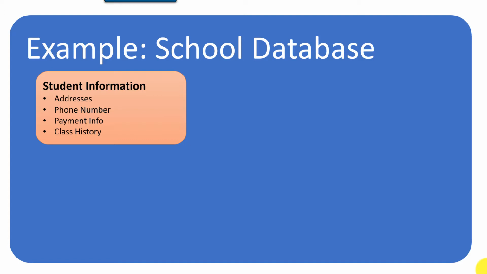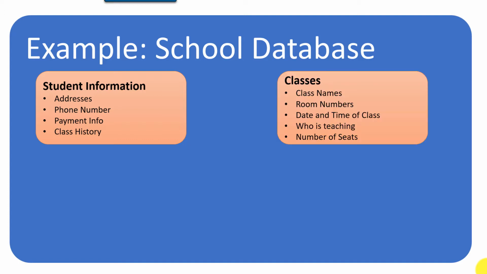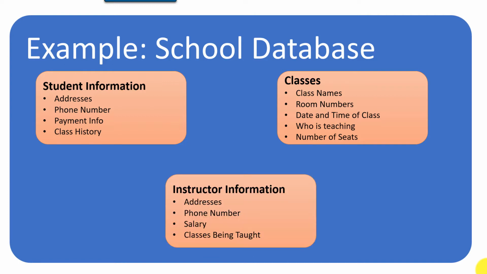And then the database has other information in it. It has the classes that are being offered at Virginia Western. It also has information on the instructors, so their addresses, their phone numbers, how much they're being paid, how many classes they teach, which classes they teach. And then there's even information about which class is being held where and what time it's being held.